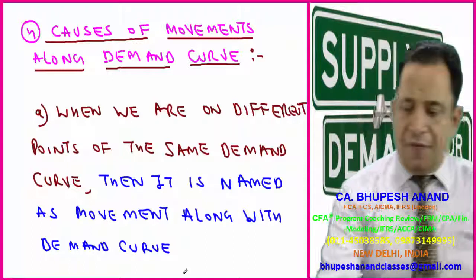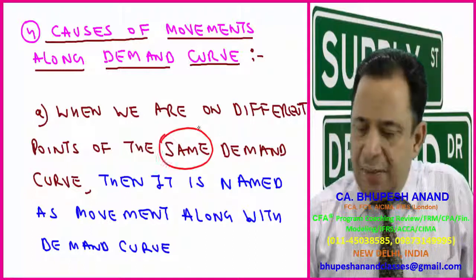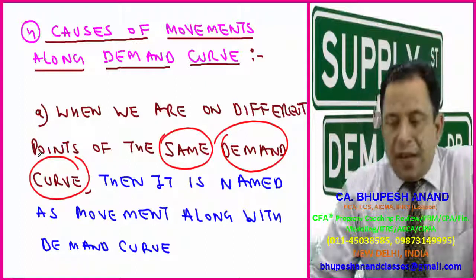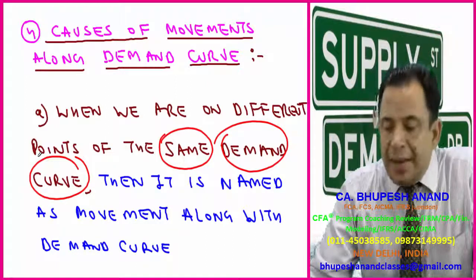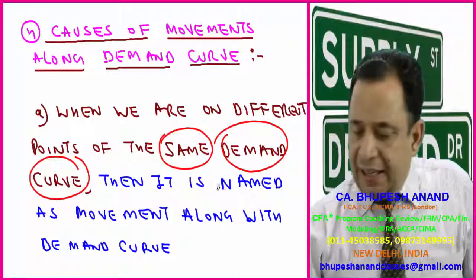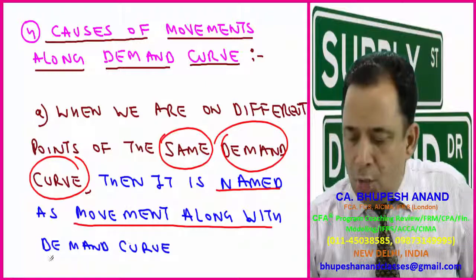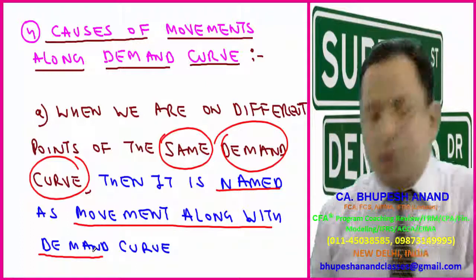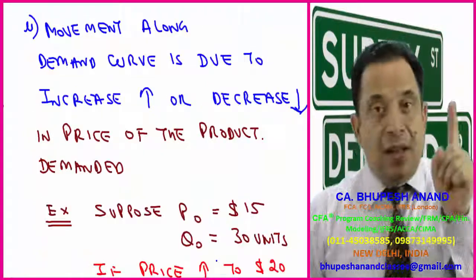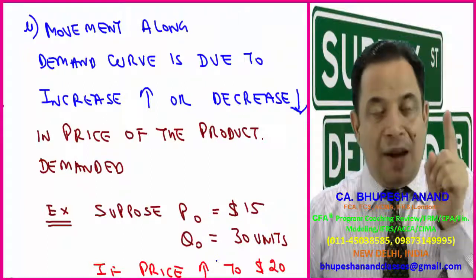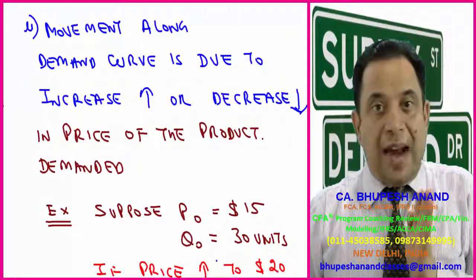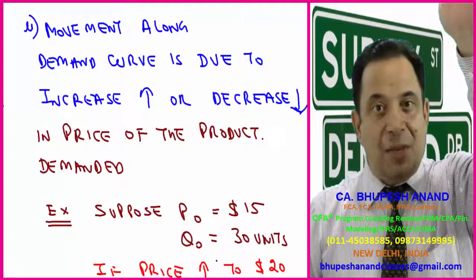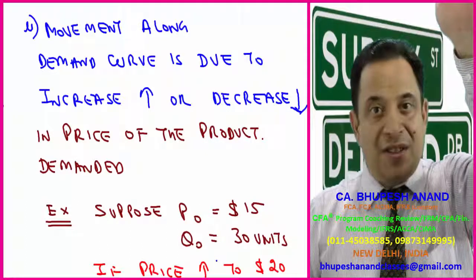When we are on different points of the same demand curve, these are the important words, then it is named movement along the demand curve. Now, what are the reasons for that? There can be only one reason. When there is a movement along the demand curve, the price of that product increases, and we know that there is a negative relationship between quantity demanded and price increase.